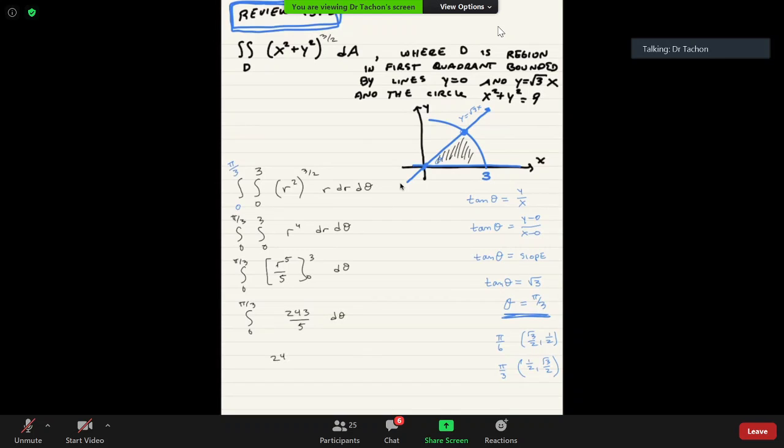So you're going to end up with 243 over 5 theta, and that goes from 0 to pi over 3. So we end up with 243 over 5 times the upper bound pi over 3, minus 0. And we can cancel here. 3 goes into 3 once, and 3 goes into 243 81 times. So the final answer for this is going to be 81 pi over 5. There's your final answer.